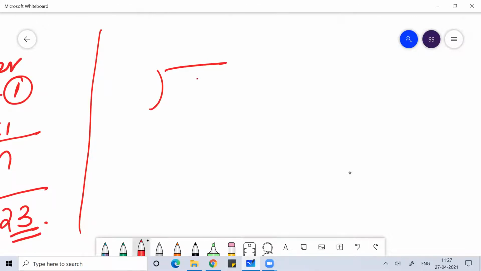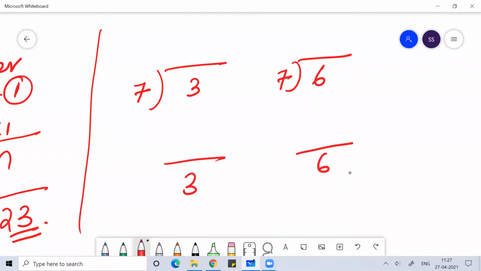Suppose I'm dividing a number 3 by 7. What is your remainder? 3. If I double the number, what will your remainder be? Your remainder will also get double. Whatever you do with the number, the same thing happens with the remainder. If you halve the number, the remainder will also get halved.